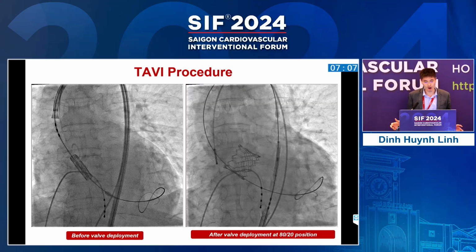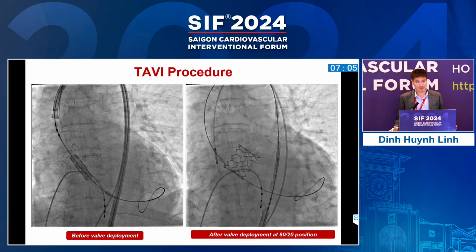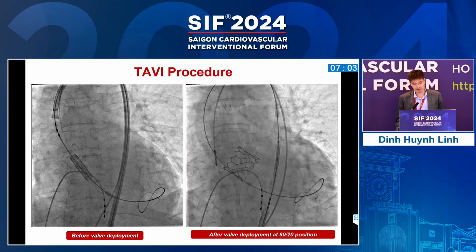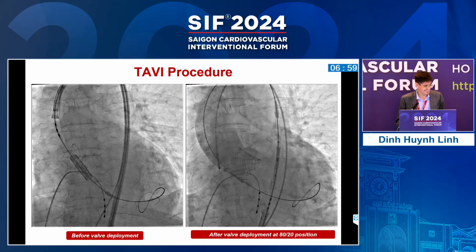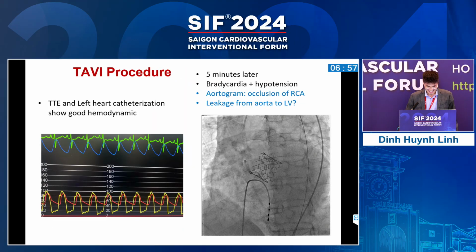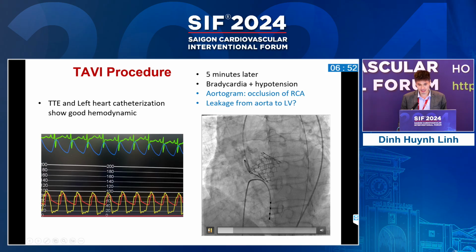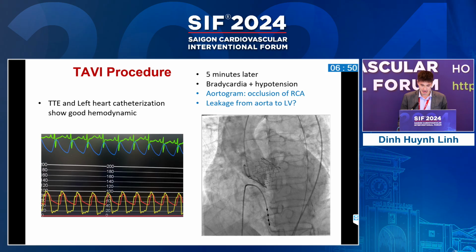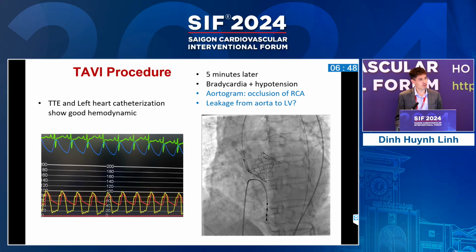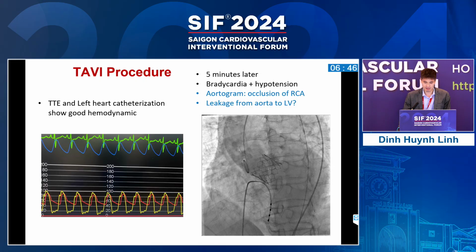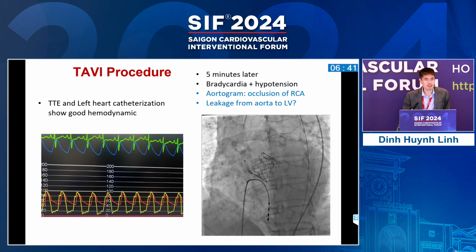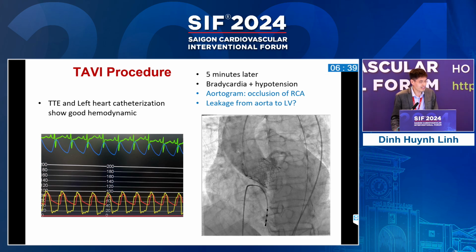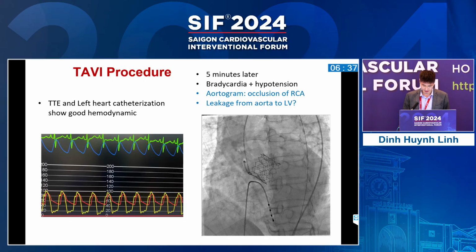We decided to stop. We are happy. We checked the echo. We checked the gradient, and you see the gradient is quite good, but then the patient has bradycardia, hypotension, and the RCA is gone. Where was it? So I think my first thought was that some calcium may block the RCA. I think that. I don't know.